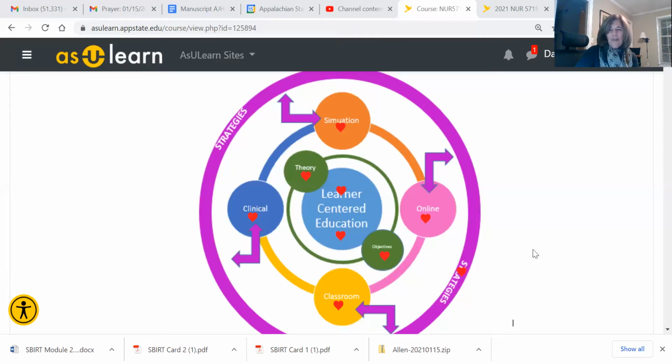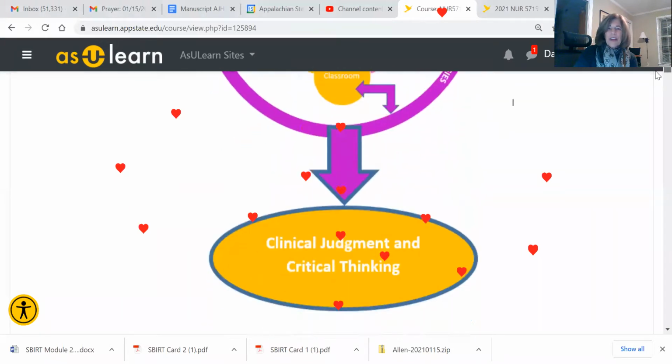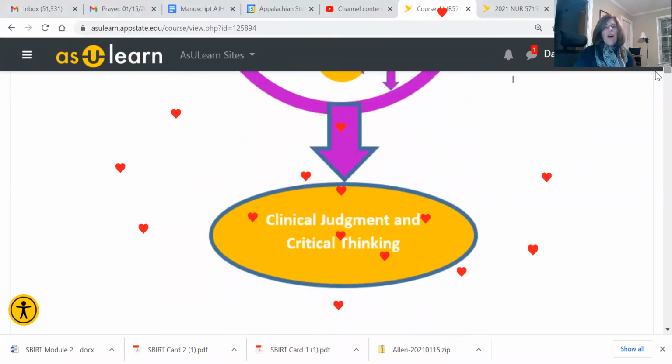And all of this is the result of it. Oh, I'm putting hearts everywhere. That's kind of fun. All of that is due to what we really want, which is to have critical thinking. So critical thinking and clinical judgment are the outcome that we desire in nursing education. And so we have to think carefully about how we will measure and evaluate this.